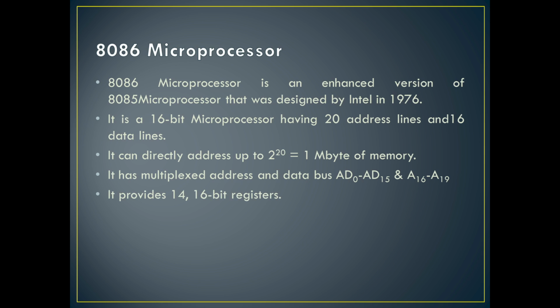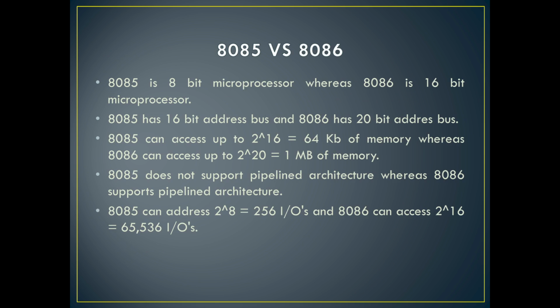How many registers does it provide? 16-bit registers, and the count is 14. That means it provides 14 16-bit registers. I will be covering that register set in a later section. And there are two types of operation modes: minimum mode operation and maximum mode operation. In my next slide, I am going to discuss several differences between 8085 and 8086.